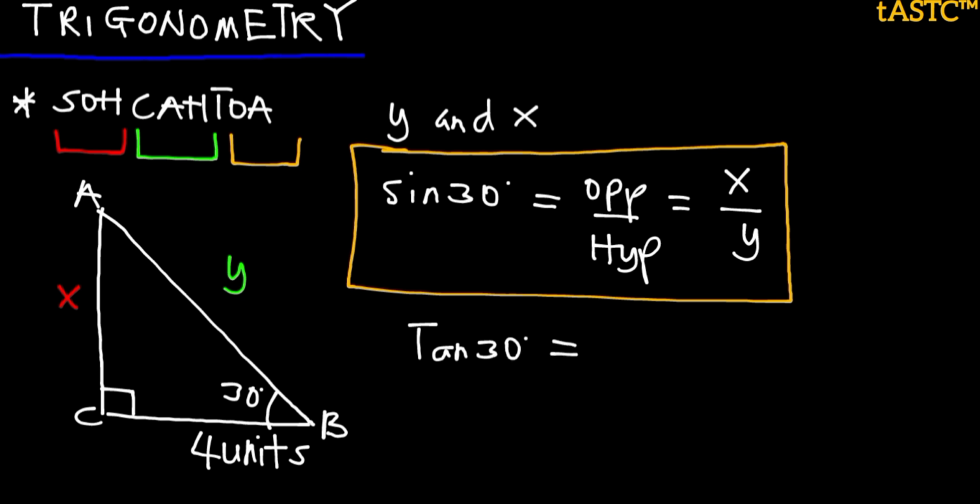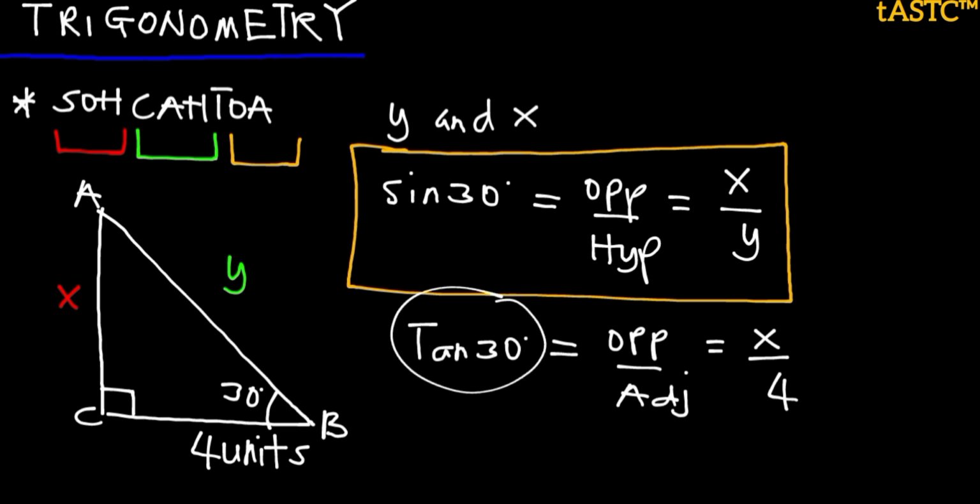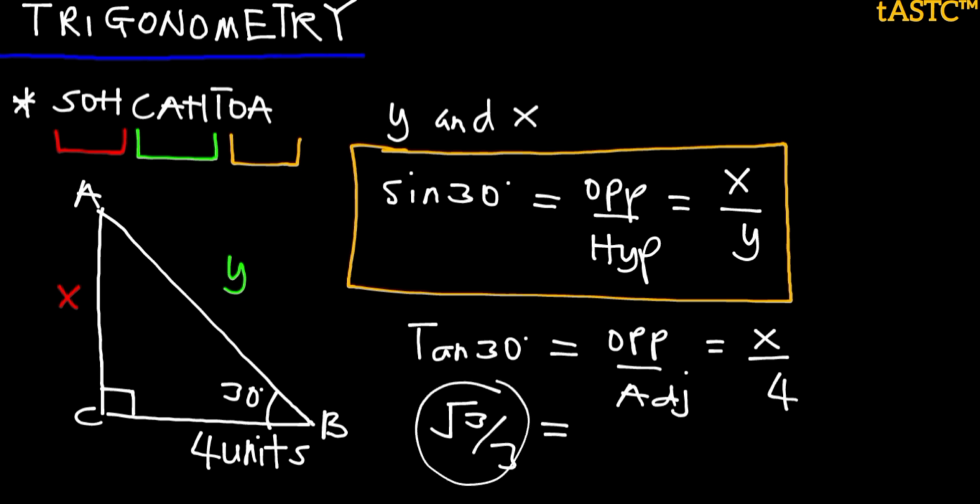So tan 30, that is actually opposite divided by the adjacent. Now I know that the opposite is the x, and the adjacent is a 4. Now what is tan 30? What are you going to get? Tan 30 is root 3 divided by 3. We're actually going to come to that point where we derive all these values. So this is going to be equal to x divided by 4. I think I'm just going to take these out for now.